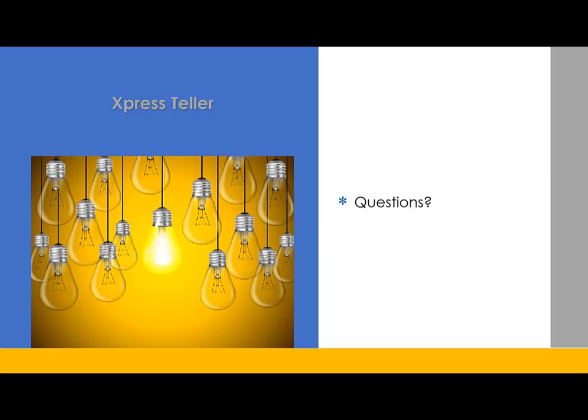Let's see. The first question is about shared branching. Can this be used as a shared branching teller transaction via co-op? It broke up a little bit. I tried to comprehend it. You said a co-op shared branching? Correct. Yes, any shared branching capability that you have today is still available in the alternative option of Xpress Teller as well.